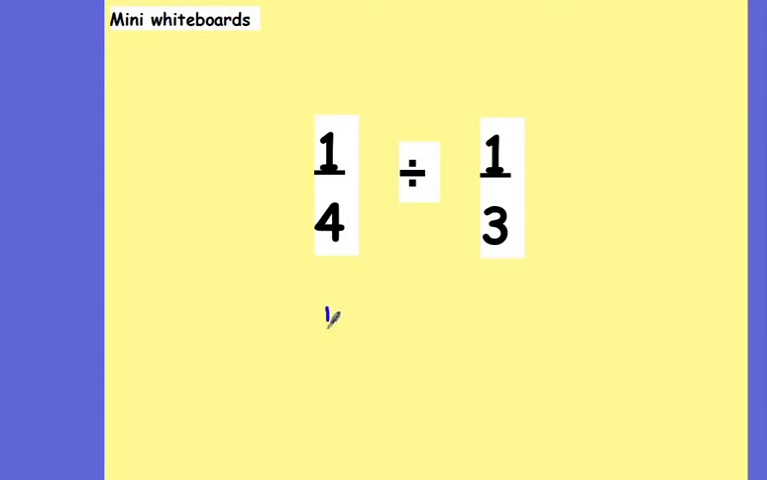Right, let's go through it. I keep my first fraction, it's a quarter. I flip my second fraction, so that becomes 3/1, and I multiply across the middle. 1 times 3 gives me 3 on the top, 4 times 1 gives me 4 on the bottom. Okay, Year 7? How about now? Pause the video, answer this one in your light blue books.